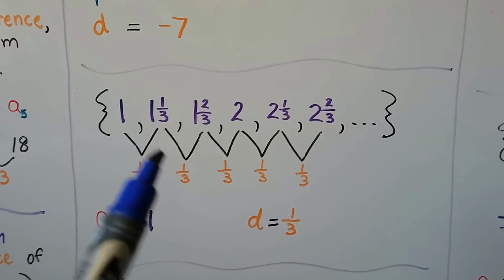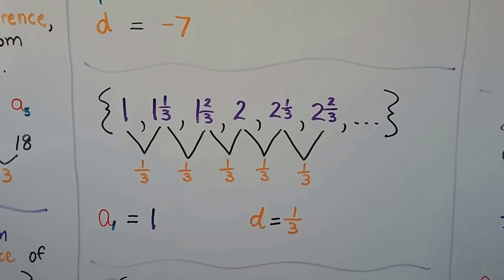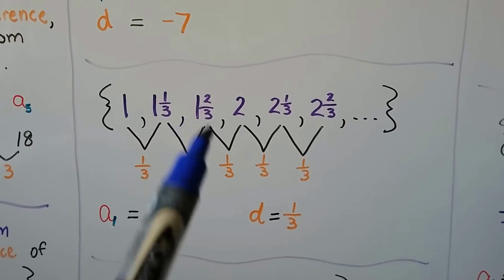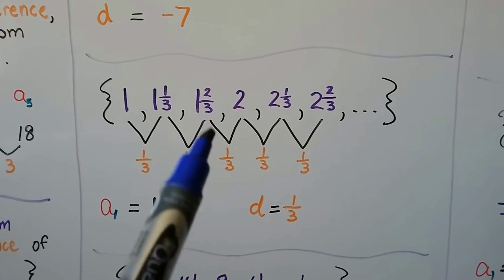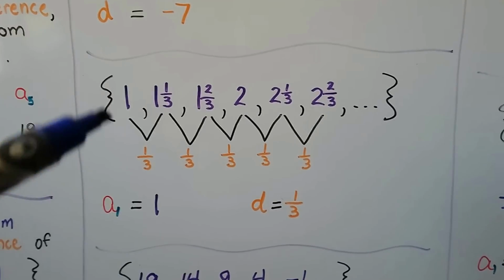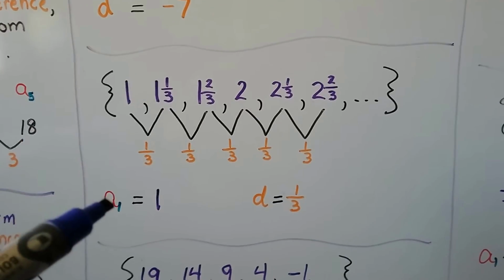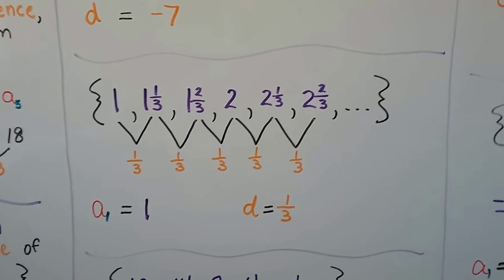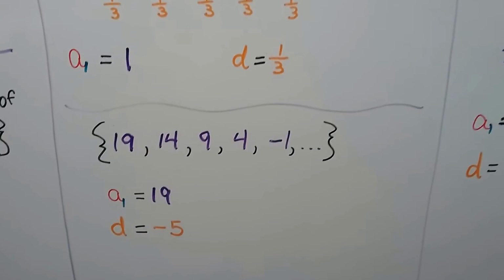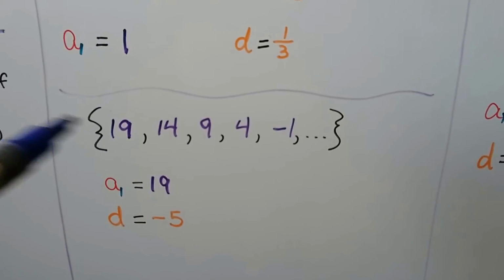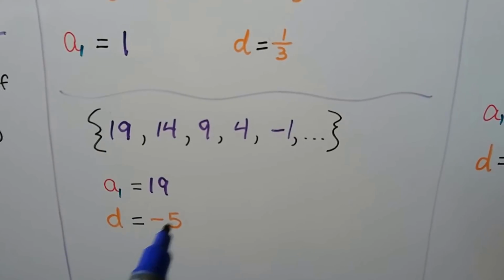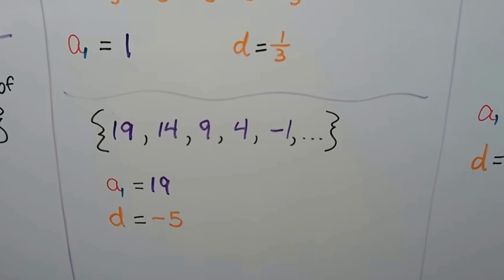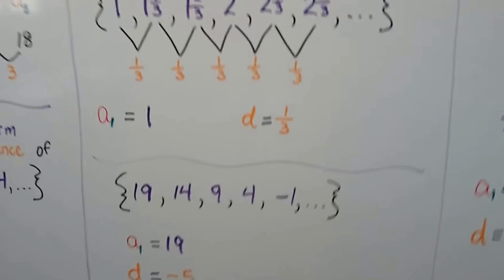We've got 1, 1 and a third, 1 and 2/3, 2, 2 and a third. When we do 1 and 1/3 minus 1, we get 1/3. We get 1/3 again. We subtract 2 minus 1 and 2/3, we get 1/3. So our first term is 1, that's our a sub 1, and the common difference is 1/3. Here our first term is 19, and 14 minus 19 is negative 5. 9 minus 14 is negative 5. So our D is negative 5. This is fairly straightforward, isn't it?